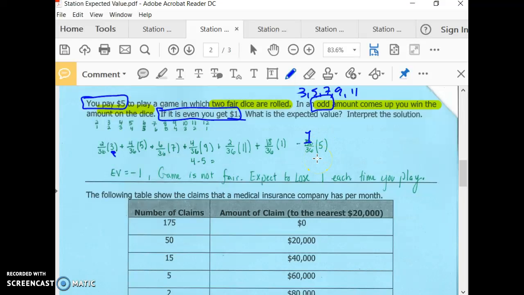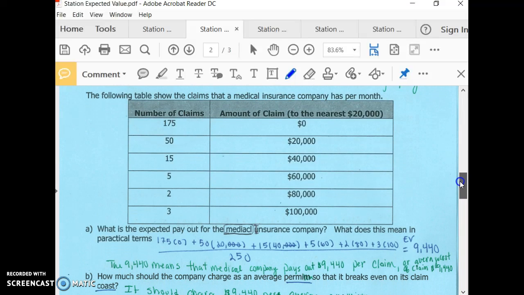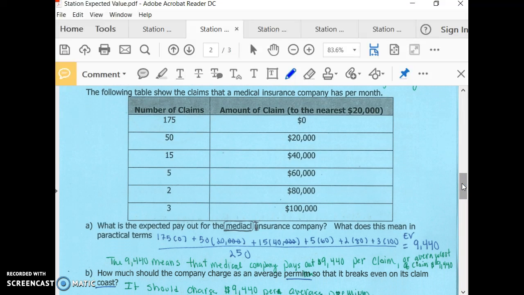So when you plug and chug all of that up, this first part, you'll get a 4, and then you minus a 5, which gives you a negative 1. The game's not fair. Expect to lose $1 each time you play. Okay. This next one, there's a lot of typos in it, so that's what's all highlighted and it looks awesome.